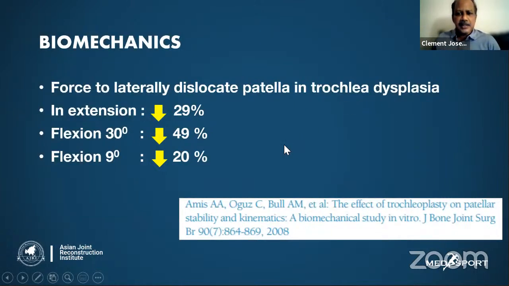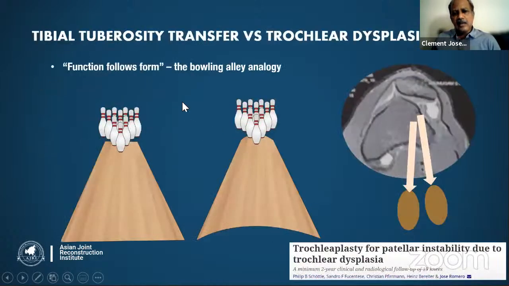And what happens in a dysplastic trochlea is in extension, the force to dislocate the patella decreases, as well as beyond flexion. Also, the patella can be easily dislocated out of the groove. So this is very typical of a mid-flexion instability. And a lot of times my colleagues ask, can we go and do a tibial tuberosity transfer so that we can avoid doing a trochleoplasty?